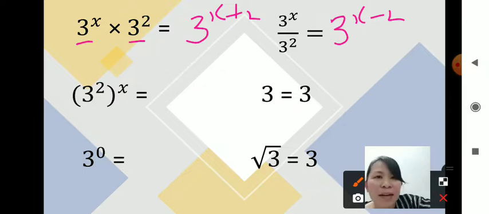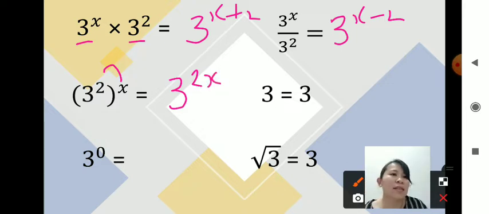Okay, if you see brackets, we multiply. 2 times x is 2x. Okay, the next property, any number. If you see any number, actually it has power 1. But we seldom write down the 1. So any number has power 1. So this one you have to remember.